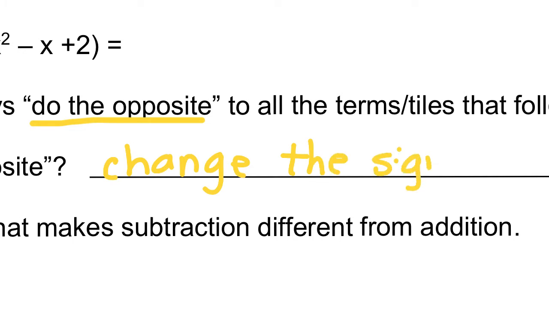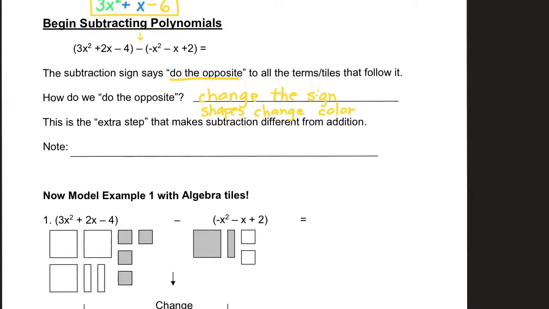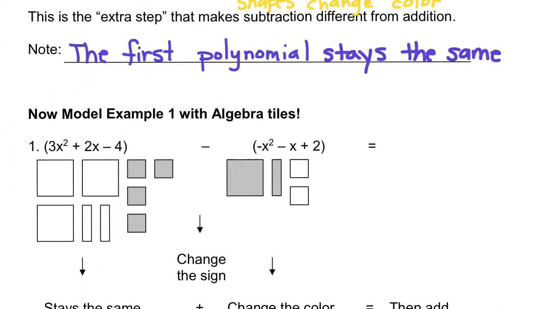So in terms of the tiles, basically the shapes change colors. If it was a white tile, it will change to a colored tile. If it was a colored tile, it will change to a white tile. So the changing of the tile is the extra step that makes subtraction different from addition. However, I want you to note the first polynomial stays the same. And that's because we're not taking the opposite of the first one, we're taking the opposite of the second polynomial.